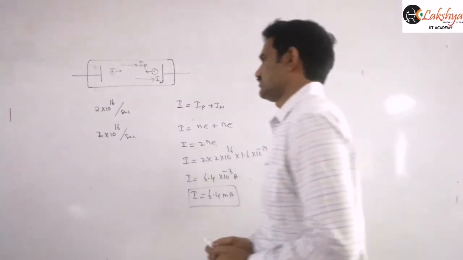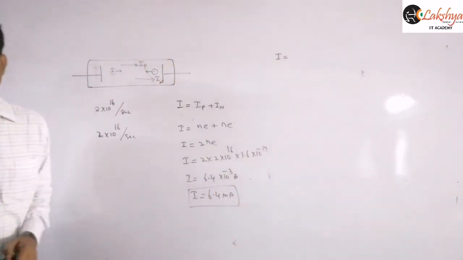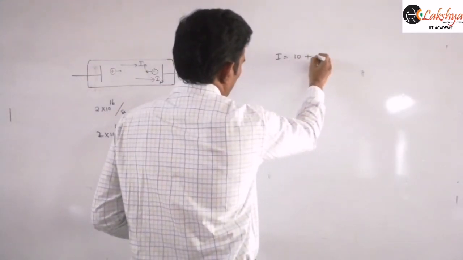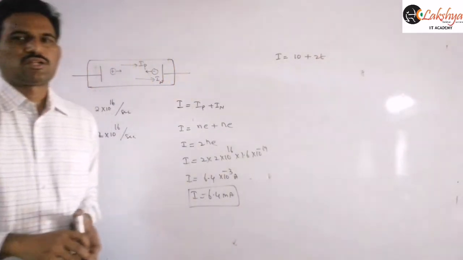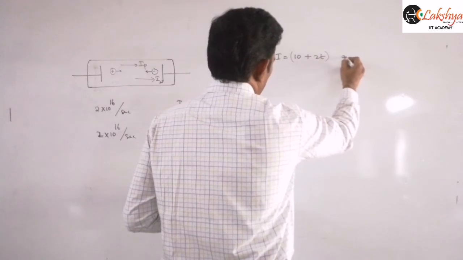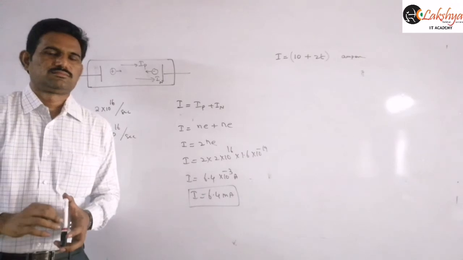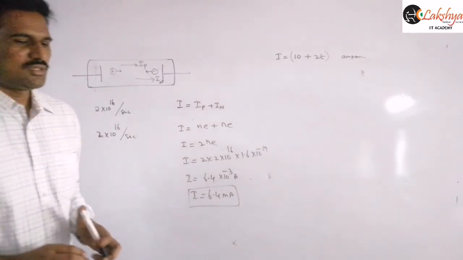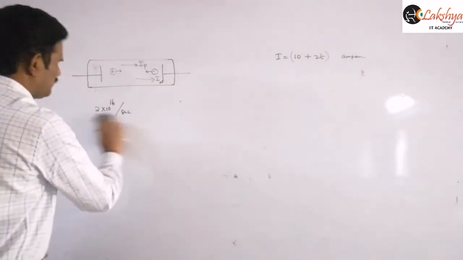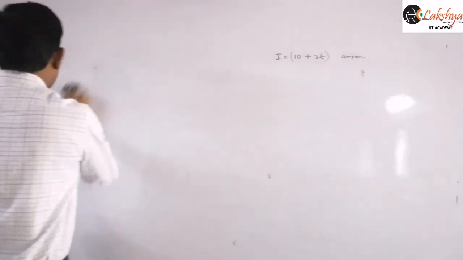So similarly, write the next problem. The current flowing through the conductor varies with the time as 10 plus 2t amperes. Then find the charge flowing through the given cross section in the first 4 seconds.